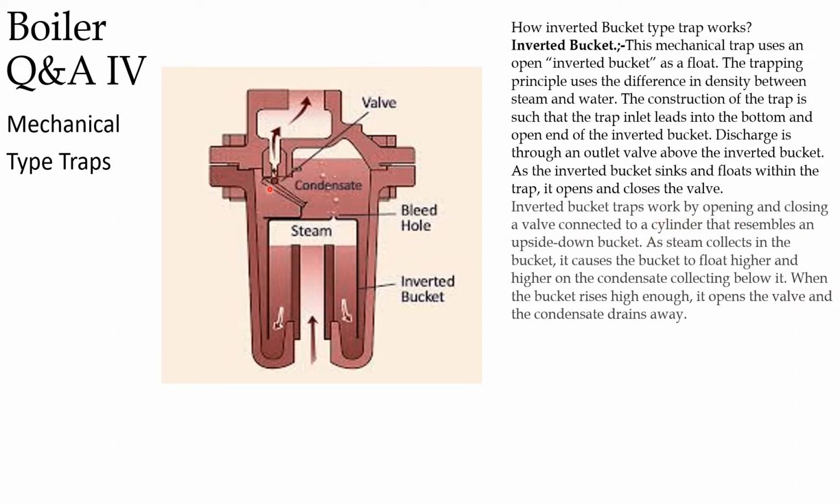Here is a cylinder, and a valve is connected. That resembles an upside down bucket. As steam collects in the bucket, it causes the bucket to float higher and higher, and the condensate collects below it. Condensate will collect inside the bucket, below the bucket. When the bucket rises high enough, it opens the valve and condensate drains away. When the level rises high, this will slide open and the valve opens and the condensate will go out. This is the working principle of the inverted bucket type steam trap.